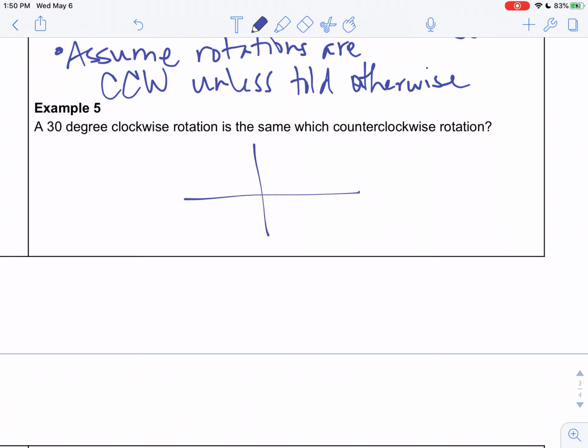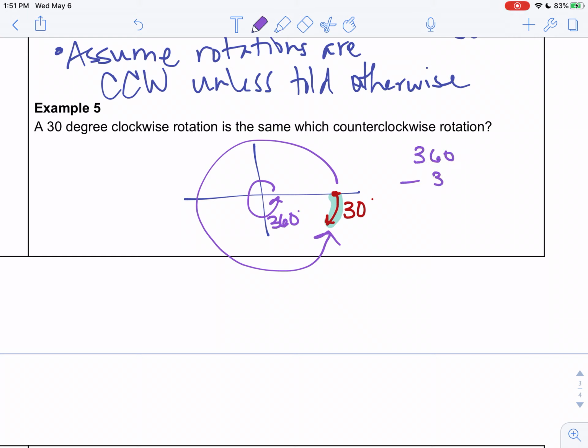All right, so we're starting with our axes. And if we're going clockwise, let's say we're starting out here. Let's say we're moving 30 degrees in this direction, and we're going clockwise. We want to know what would the corresponding counterclockwise rotation be. Now keep in mind, all the way around is 360 degrees. So we've already taken up 30 degrees in the clockwise direction. So if we take 360 minus 30 degrees, a 30-degree clockwise rotation is a 330 degree counterclockwise rotation.